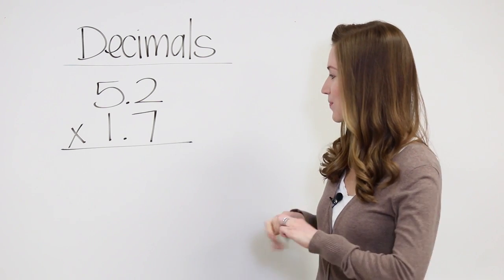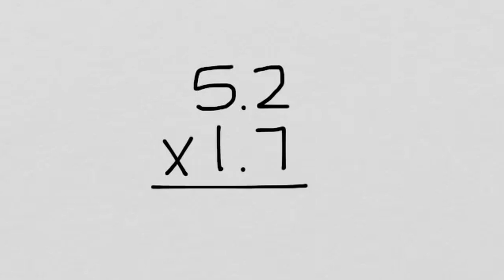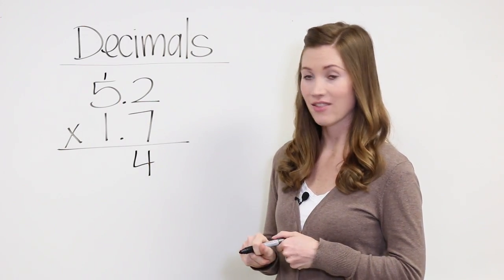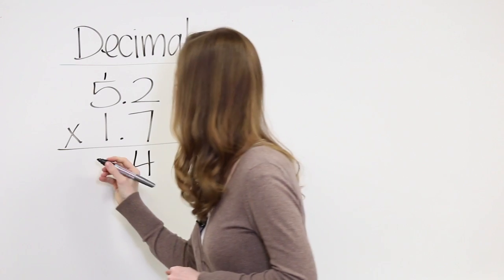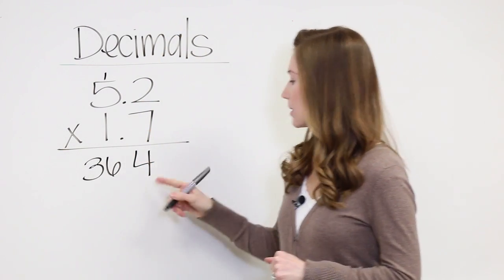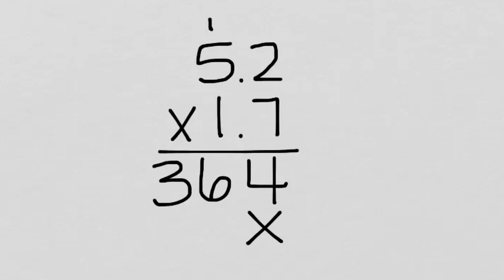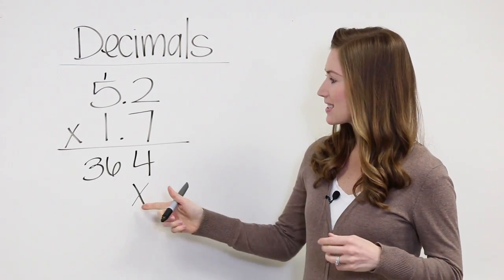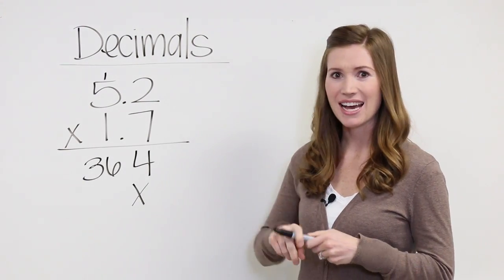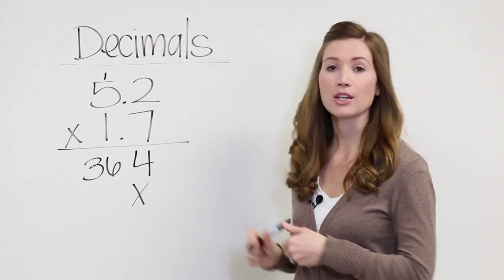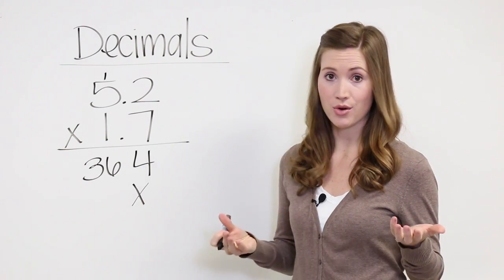Let's do it together. 7 times 2 is 14. We write the 4 and carry the 1. 7 times 5 is 35, plus 1 is 36. Now, we're done with our tenths place, so I'm going to put a placeholder here. I like to use an X. Some people use a 0 instead as a placeholder. The X tells me that that's my placeholder. I don't have to guess if I got a 0 from multiplying numbers. So I'm going to use an X, but feel free to use a 0 or an X.